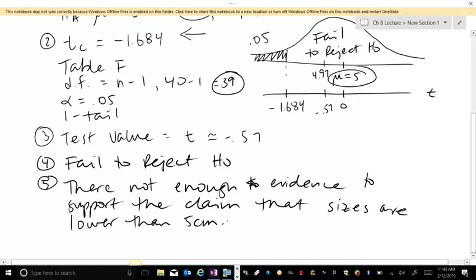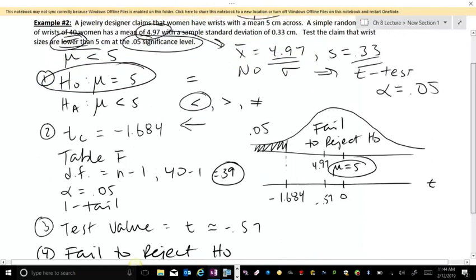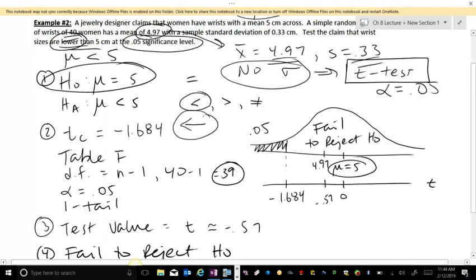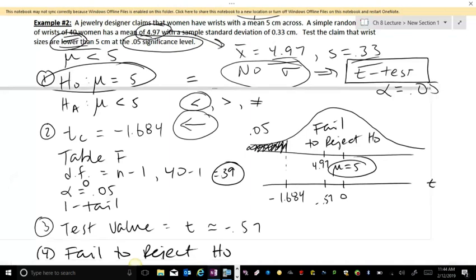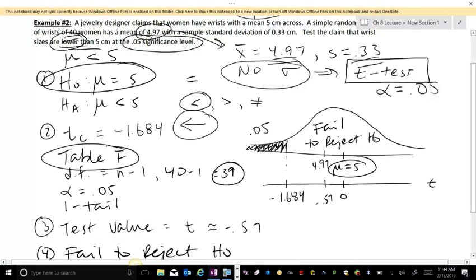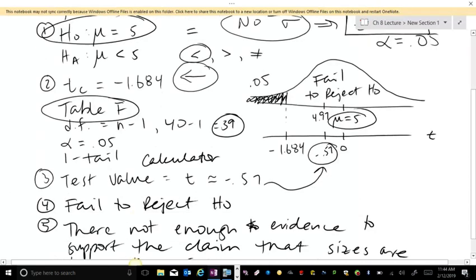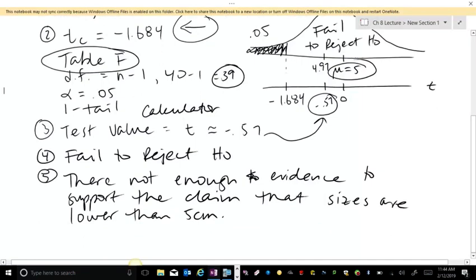As we look back through and do an overview here, we were not given a population standard deviation, so that meant that we were applying a t-test of the mean. Our null hypothesis had the equals like it always does. The alternative hypothesis chose one of our inequality symbols, and we chose less than. Less than points to the left, so I knew to shade in my rejection area on the left tail of that curve. We found the critical value using table F. We found the test value using the calculator, and we compared those two. The test value did not fall into the rejection region, so we failed to reject, and our conclusion, our summary, said that there's not enough evidence to support the claim that the sizes are significantly lower.